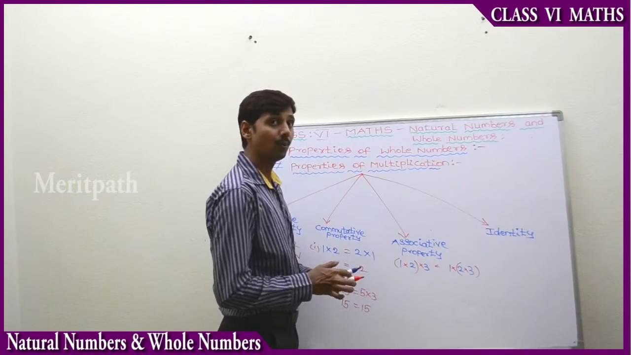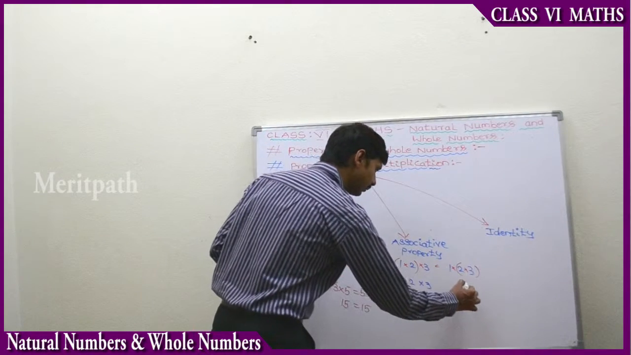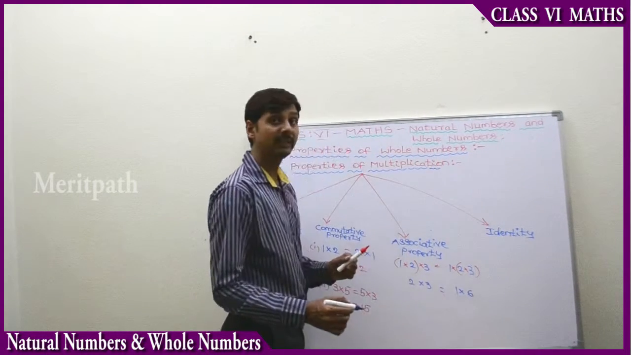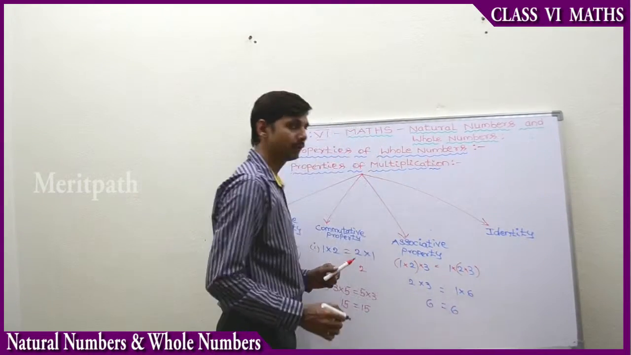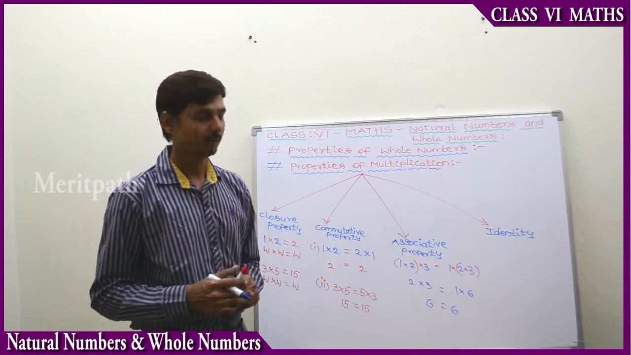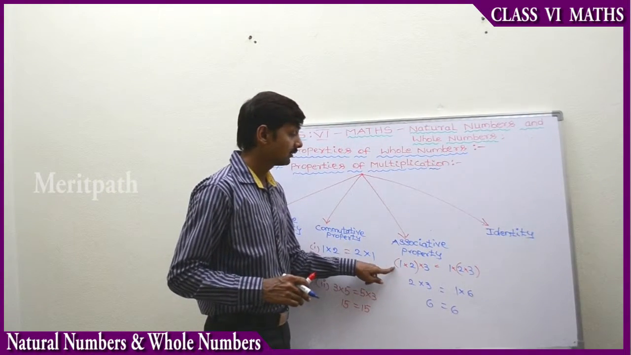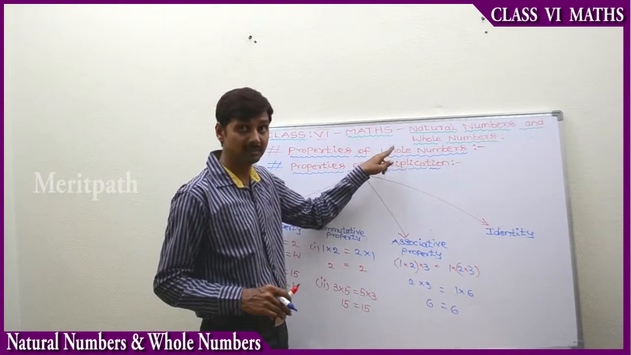1 into 2 is 2, into 3. And 2 into 3 is 6, into 1. So 2 into 3 is equal to 6, and 1 into 6 is 6. So 6 is equal to 6. What we understood is that the associative property of multiplication on whole numbers is applicable.